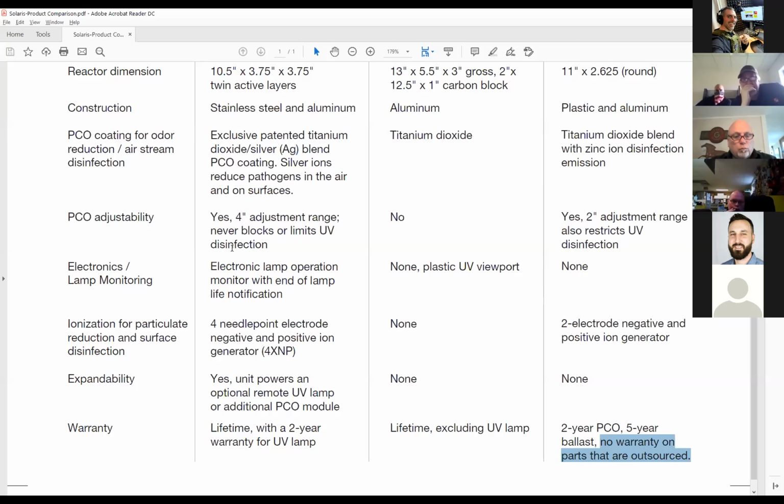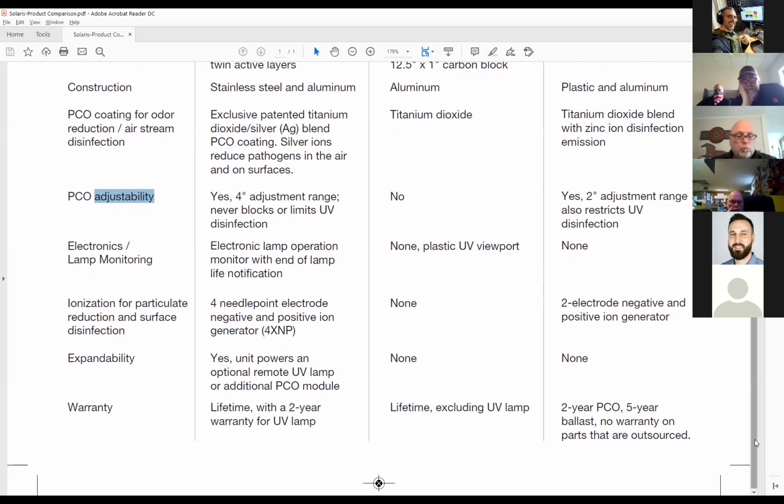As far as PCO adjustability, I spoke about the fact that both of these products do emit ozone. Both of these products do allow you to turn down that PCO so it doesn't have as much ozone being emitted. With ours, we have a 4-inch adjustment range. What is extremely important about this is that when you use that complete 4-inch adjustment, it will never block or limit the UV disinfection from happening. They do have a 2-inch adjustment range, but it does restrict the UV disinfection.